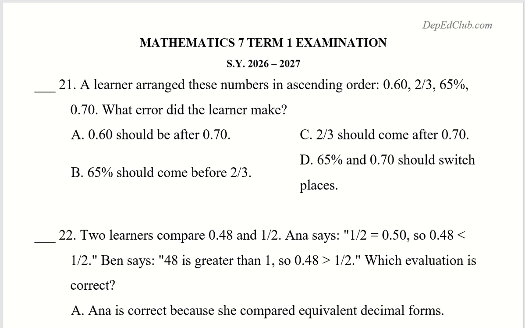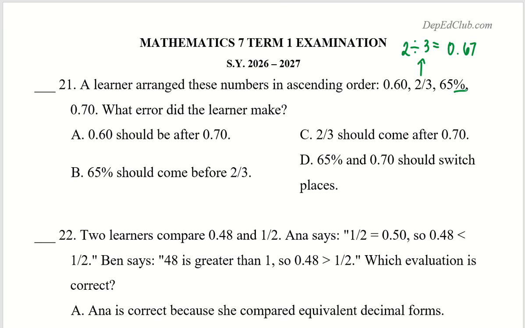A learner arranged these numbers in ascending order: 0.60, 2/3, 65%, and 0.70. What error did the learner make? If we have fractions and percentages, mas okay po na gawin nyo muna silang decimals para mas madali nyo i-compare. Yung ating 2/3 is the same as 2 divided by 3, which is a repeated decimal, 0.66666, or let's say just 0.67.